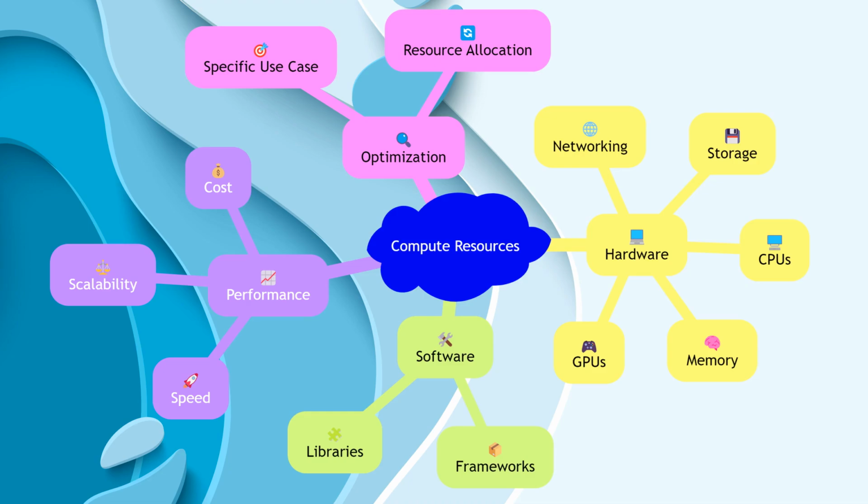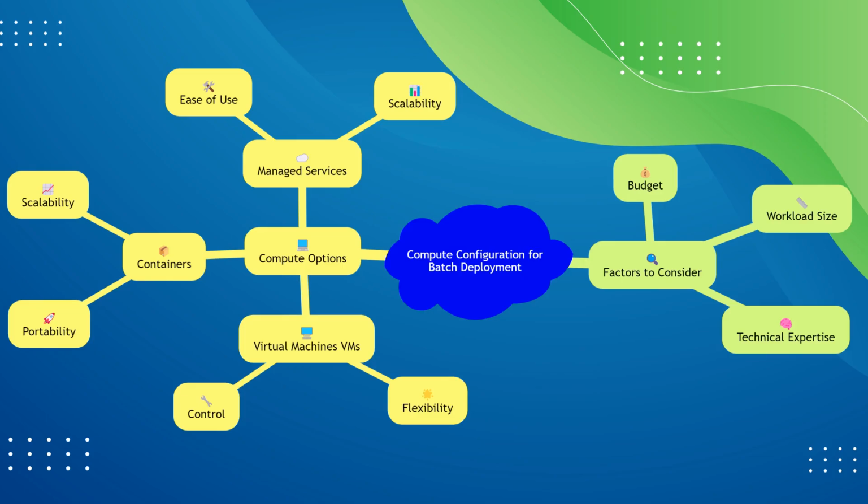specific use case. When configuring compute for a batch deployment, selecting the right type of compute resource is essential. Options include virtual machines, VMs, containers, and managed services like Azure Machine Learning Compute. Each option has its advantages and trade-offs. For instance, VMs offer flexibility and control, while managed services provide ease of use and scalability. The choice depends on factors such as workload size, budget, and technical expertise.